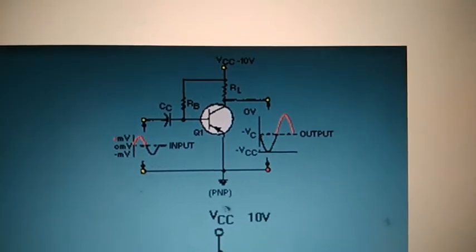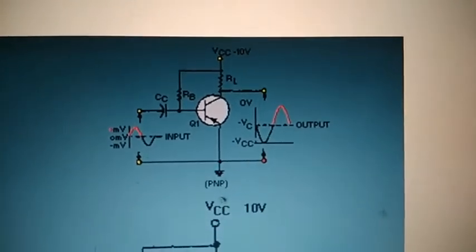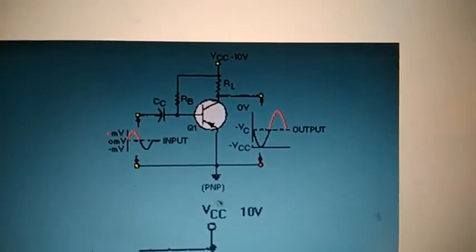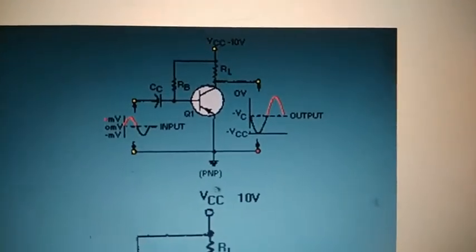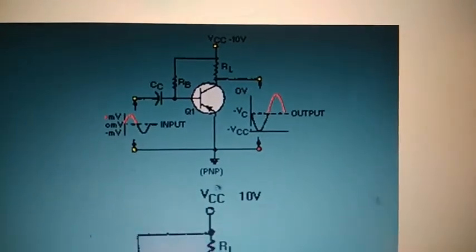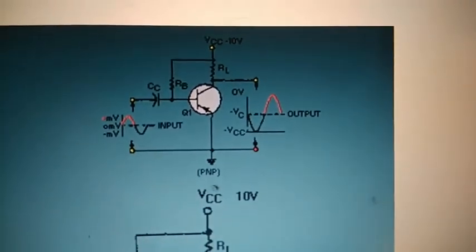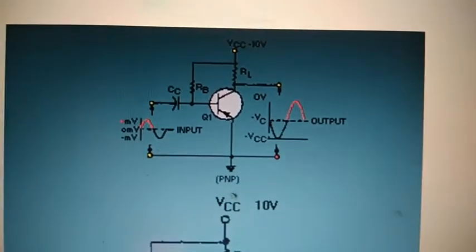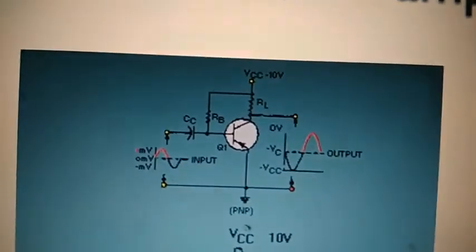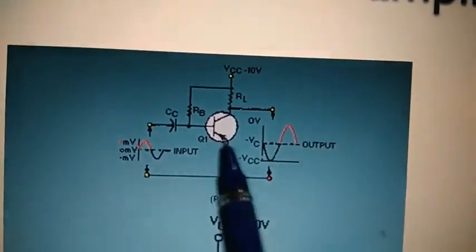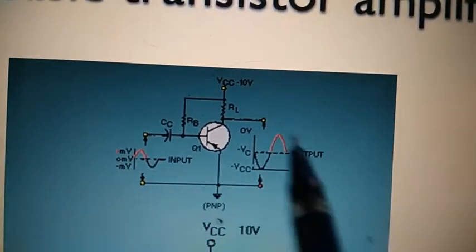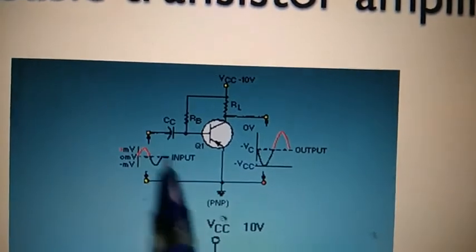Another is the common base amplifier, where the base is common between emitter and collector. And the common collector amplifier, where the collector is common between input and output, that is, the base and emitter. So these three types of amplifiers are used, out of which this one uses the PNP transistor and the emitter is common between the input and output, that is, between base and collector. So this is called a common emitter amplifier.